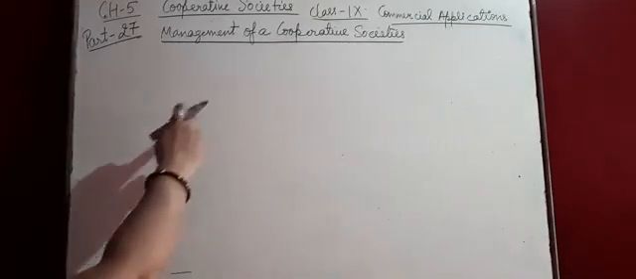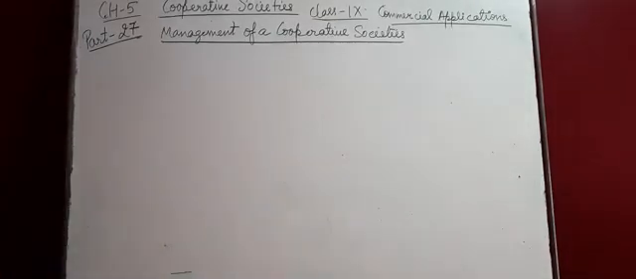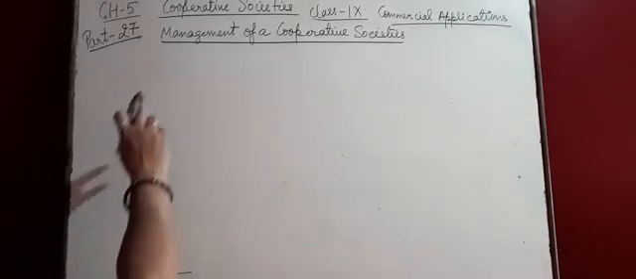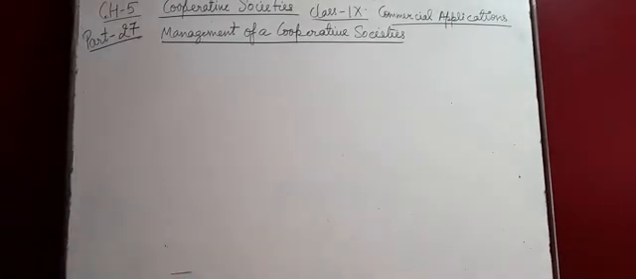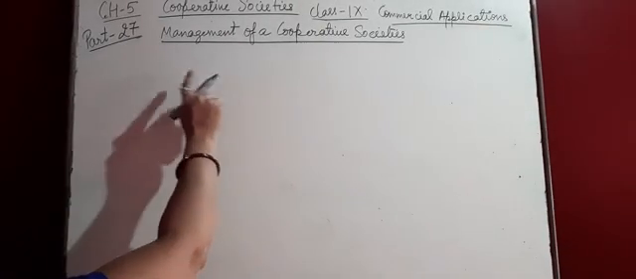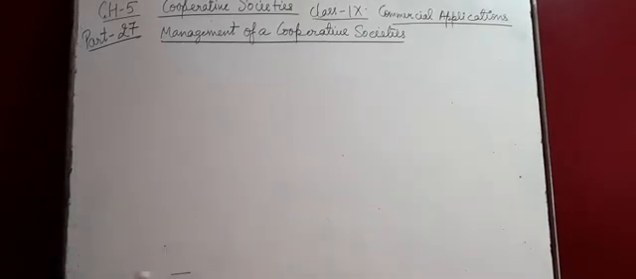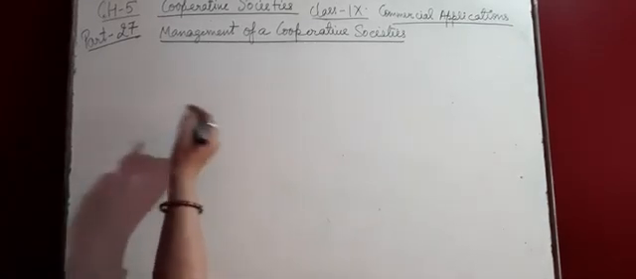Okay. Now we start with the management of a cooperative society. After the formation of a cooperative society, the management lies in the hands of the managing committee. Members of this committee are elected directly by the members. Who is going to elect the members of the committee? They are elected directly by the members. They elect the following office bearers from among themselves.